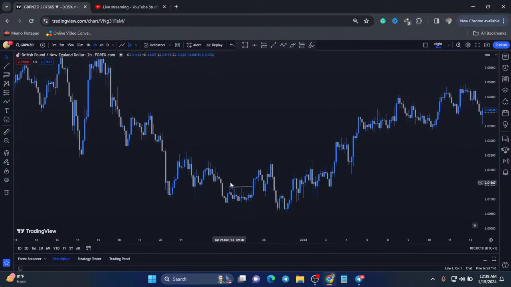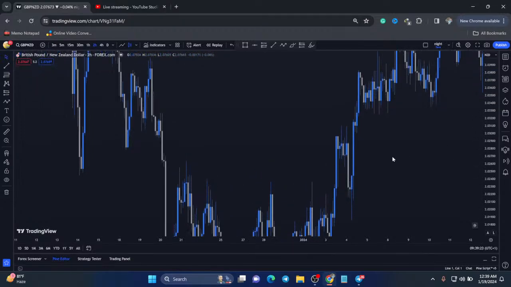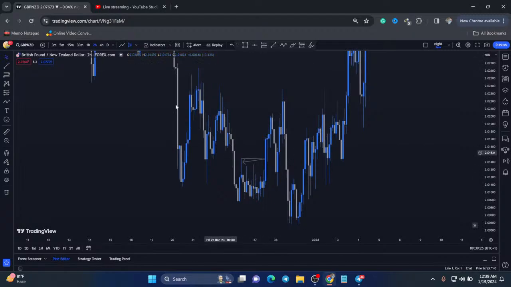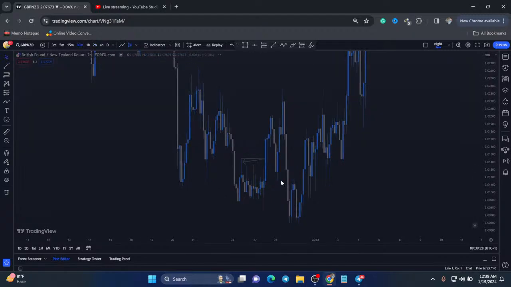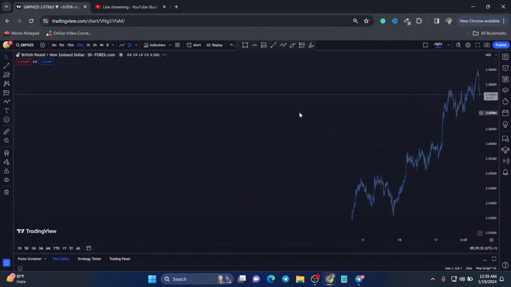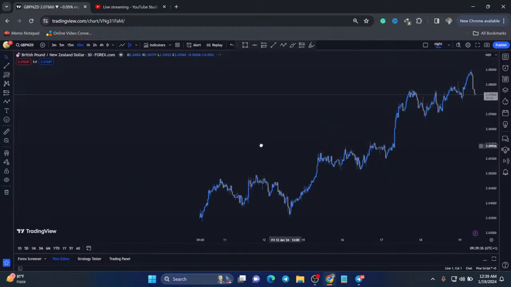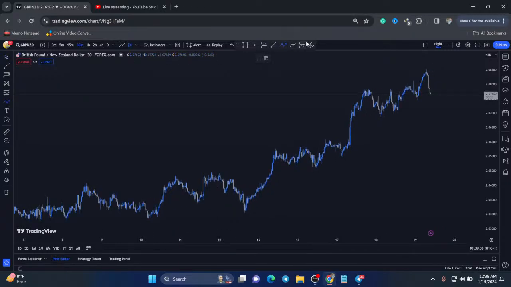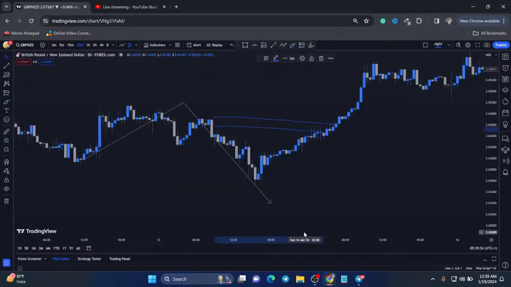Why do you think this high broke or failed? Because some people will be looking to sell from here. This is a 2 hour time frame, by the way. Now look at this. This is a move one, and guess what? Some people will try to sell from here because obviously this is a demand zone.